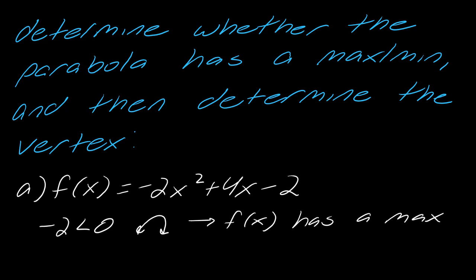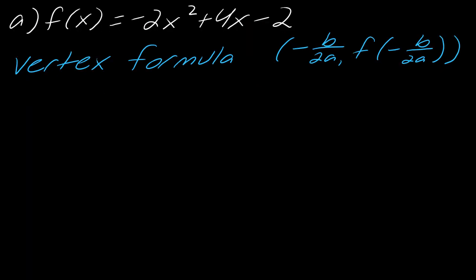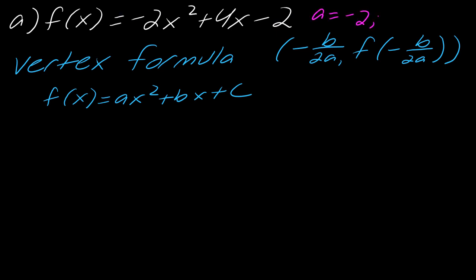Now, a lot of times you're also asked to determine the vertex. I've talked about that in other videos, but I figured I would do a little review. This is the vertex formula. Remember, we think of our quadratics in this form, so we need to determine what's in the B spot and what's in the A spot. Here, my A is equal to -2 and my B is equal to 4.